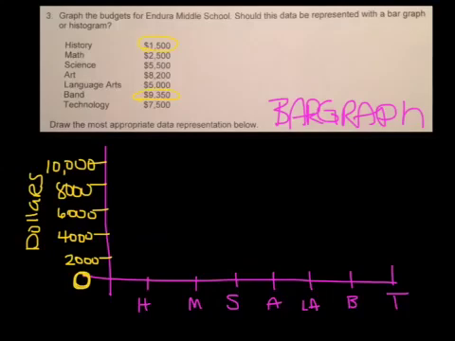This is going to be separate individual bars. So for history, 1,500, that's going to be a little bit under 2,000. And then I might just go ahead and label it with the exact amount. Math, 2,500, just barely above the 2,000 mark. And then label it 2,500. And then you would just keep going down the list until you got all of the parts of the middle school graphed.